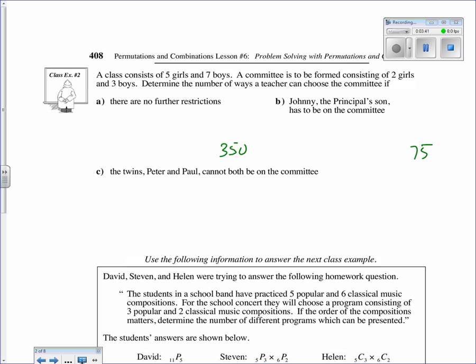Now the Peter and Paul twins, that they can't be both on the committee. That's an interesting restriction. I can view it in one of 2 ways. In either case, the answer sets up to be 300. So I'll give you some time here to see if you can solve for the answer. While you're solving, I'm going to comment on the work that David, Stephen, and Helen did in the next question.